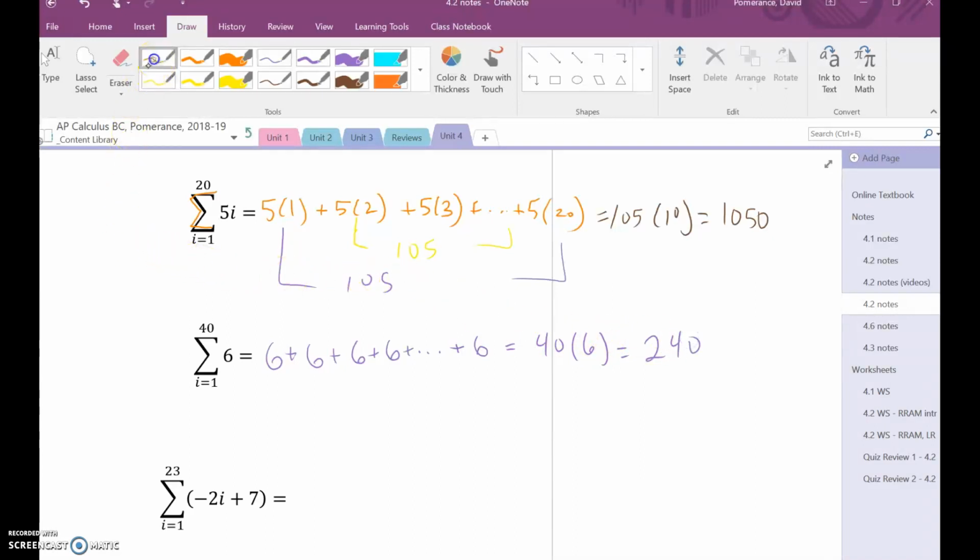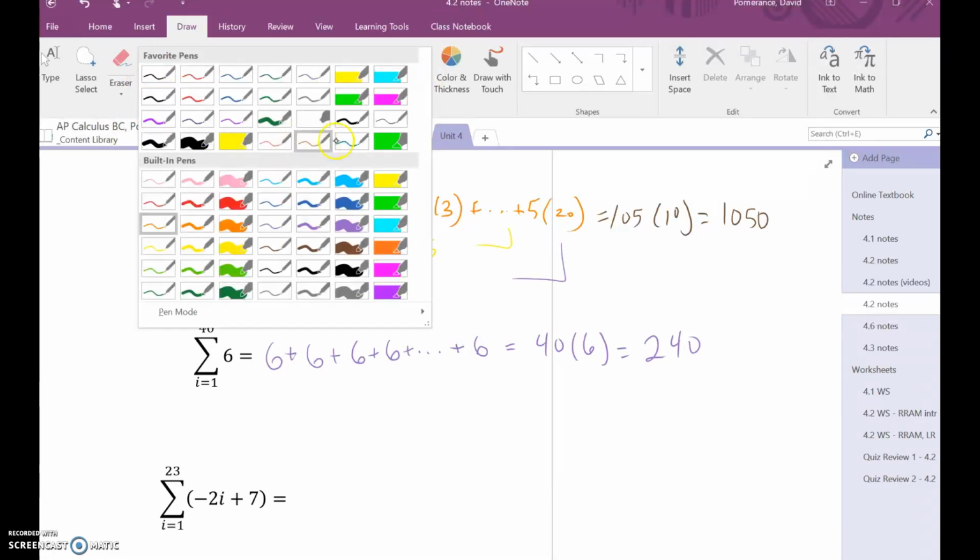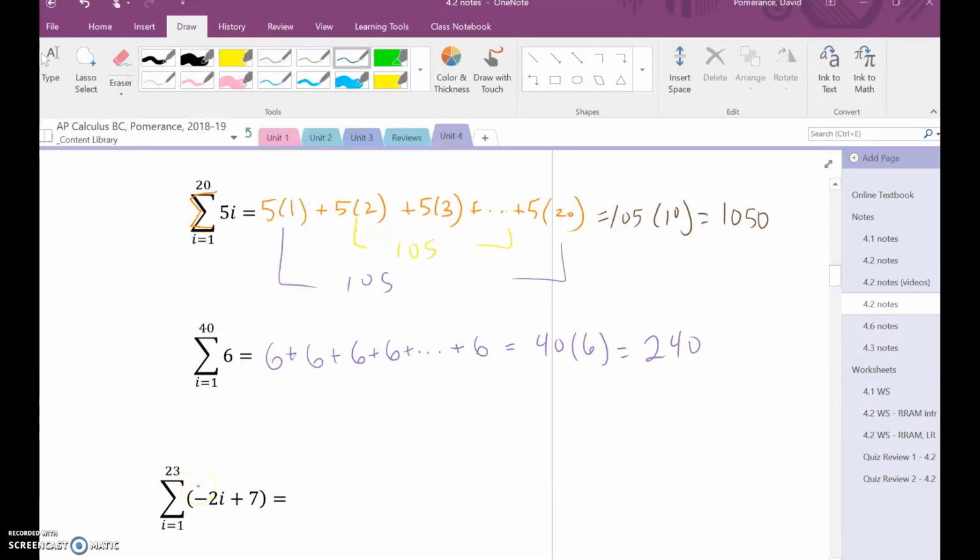This last one, let's change to another color here. Well, i equals 1 gives us negative 2 times 1 plus 7, or 5. When i equals 2, we've got negative 2 times 2 plus 7, which is 3. And when i equals 3, we've got negative 2 times 3 plus 7, which is 1. And we're going to keep on going until we get to i equals 23. And 23 times negative 2 is negative 46. Negative 46 plus 7 is negative 39.